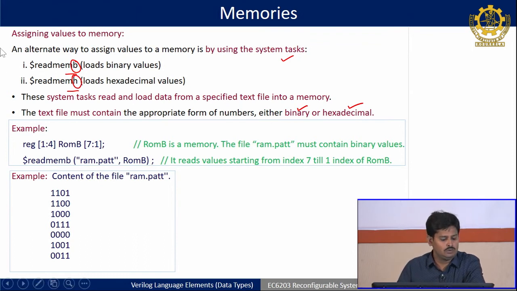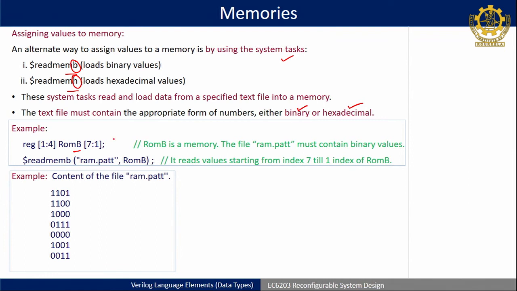Okay. So one example we have taken, reg [1:4] ROMB [7:1]. So what does it indicate? [1:4] is a 4 bit data, so all these are 4 bit, and [7:1] indicates the memory locations, there are 7 memory locations, starting from 7 to 1. So the first one will be 7, 6, like this up to 1.